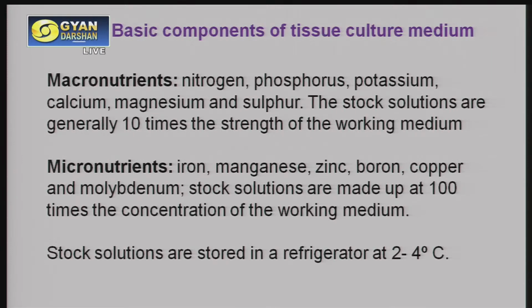Now, all these media have certain basic components. Of course, there may be some variations, like I discussed that some of the media have a very high concentration of vitamins. Some of the media have a high concentration of particular salts. But all of them have some basic components. What are those? That is macronutrients and micronutrients. Macronutrients: nitrogen, phosphorus, potassium, calcium, magnesium, sulfur.